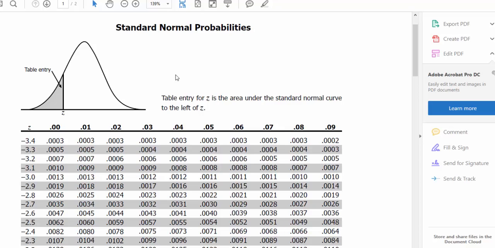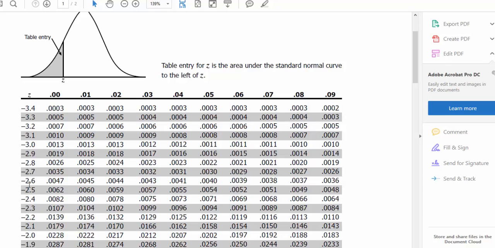This table that I'm using, this PDF, gives you the area to the left of your z-score. So just like I've suggested, they've drawn out the normal distribution and they've shaded the area they're giving you. So wherever your z is, the proportion is going to be to the left of that.